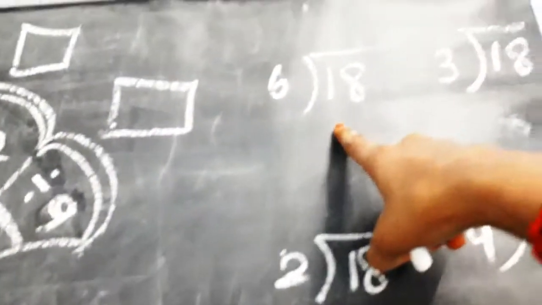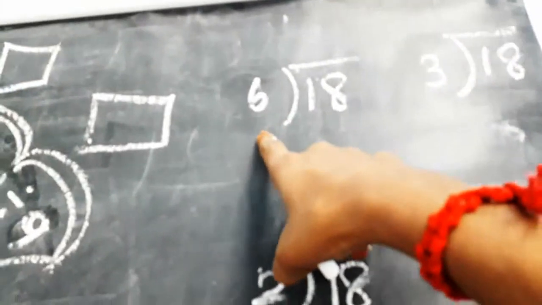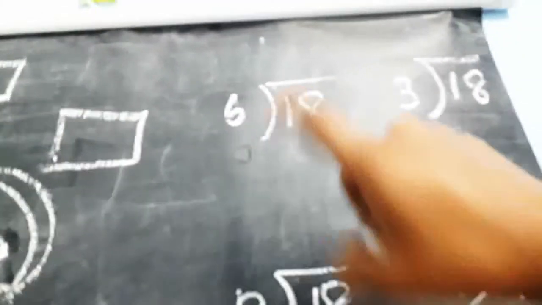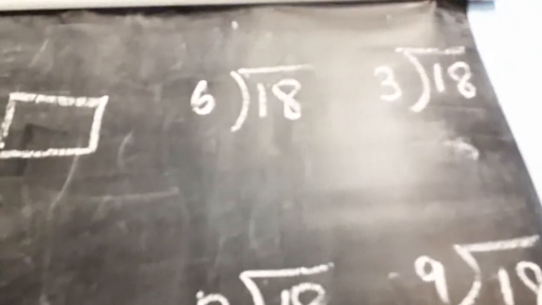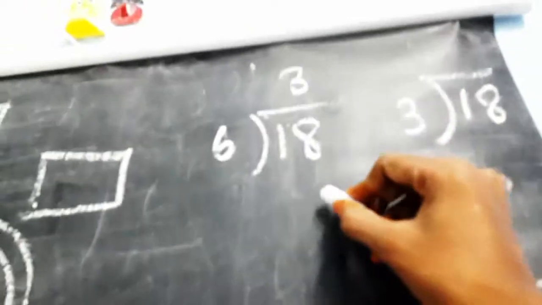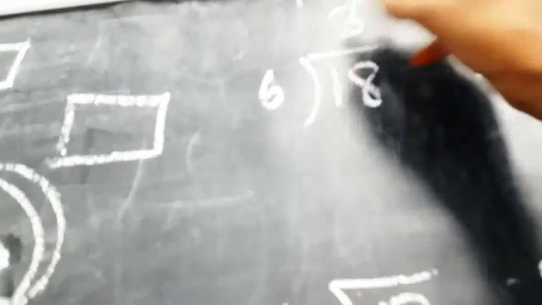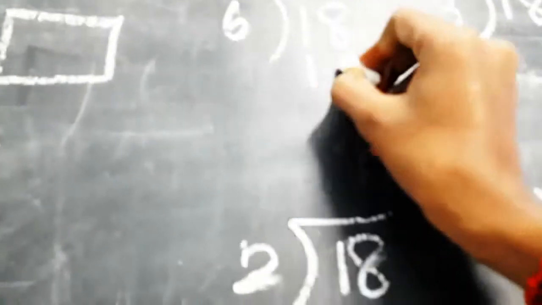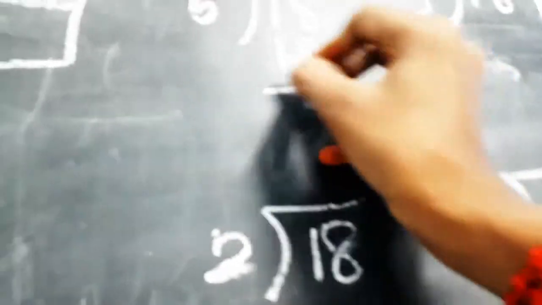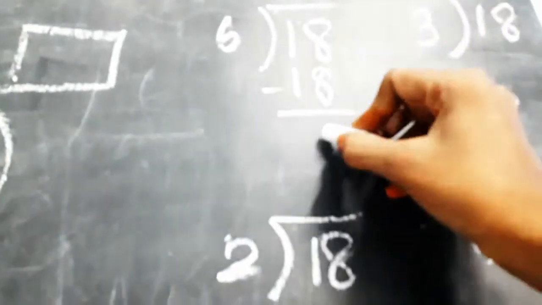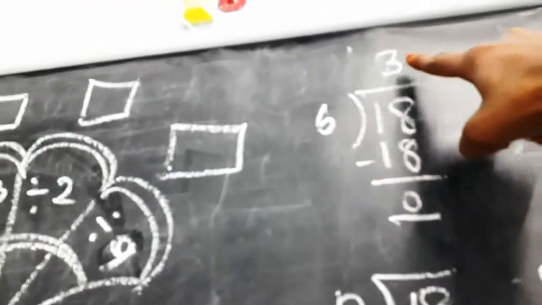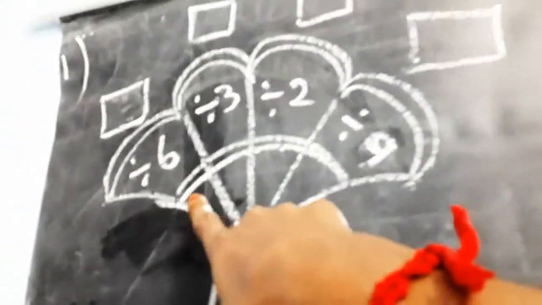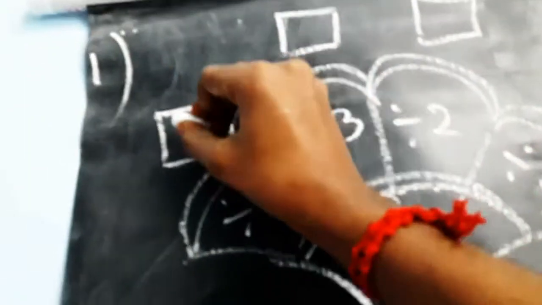So you write the number 18, and the divisor comes here. How many 6s are 18? 1 6 is 6, 2 6s are 12, 3 6s are 18. So you write the number 3 in the quotient. 3 6s are 18. Now we subtract the dividend, 18 minus 18, yes, 0. Therefore 18 divided by 6 is equal to 3.